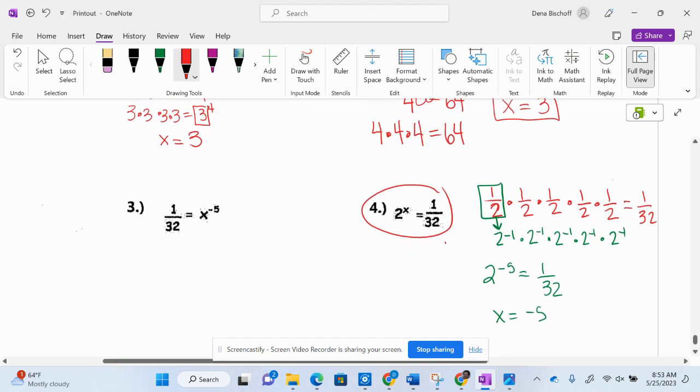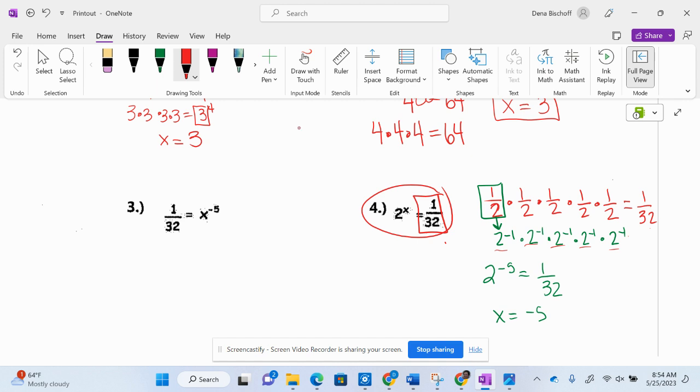For number 4, I thought about it differently. The first thing I did is I was like, okay, what number can I multiply together to get 32? That's a power of 2. So I started with 1/2 times 1/2 times 1/2 times 1/2 times 1/2, because I know that 2 to the fifth is 32. So 2 times 2 is 4, times 2 more is 8, times 2 more is 16, times 2 more is 32. But I know that 1/2 is the same thing as 2 to the negative 1 power. And if all of the bases are the same, you add your exponents. Negative 1 plus negative 1 plus negative 1 plus negative 1 plus negative 1 is negative 5. So 2 to the negative fifth is 1 over 32, which means x is negative 5.